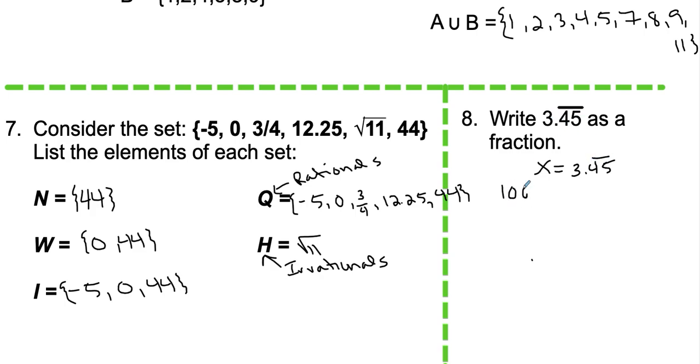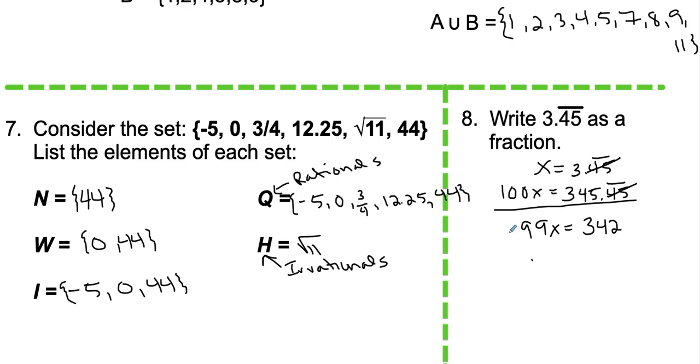So 100x, and multiplying this by 100 moves the decimal place twice, 345.45, that's our repeating slot. Okay, now we subtract these two. That's how we get to our repeating decimal. So we have 99x on the left, and over here when we subtract these, that 0.45 is going to cancel out, and we'll have 342.